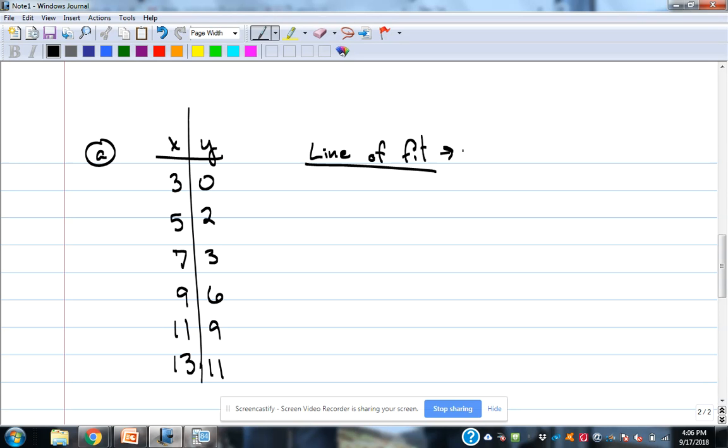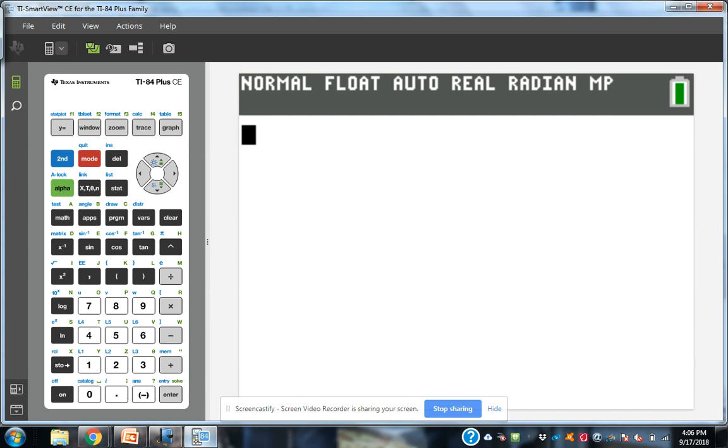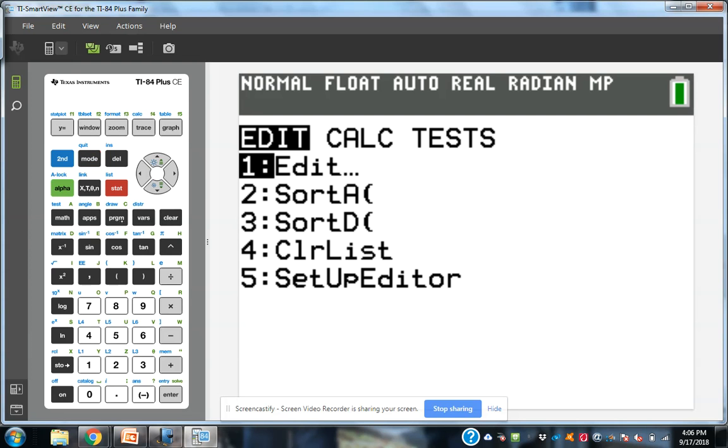Okay, a line of fit means you plot these points, and I want to show you with the graphing calculator how you can get it to plot the points for you so that you can see what's going on. So with the graphing calculator, I'm going to hit the stat button, which is the one highlighted right there. It's kind of hard to see.